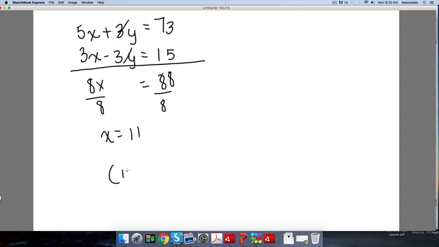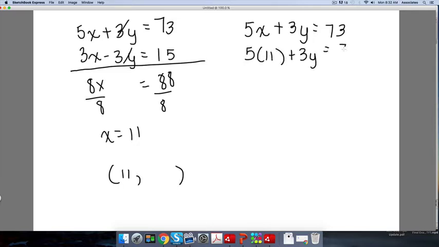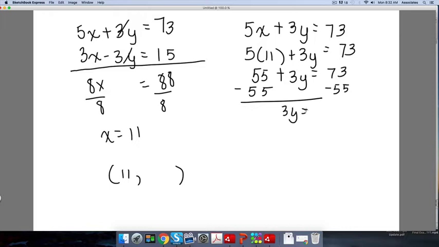So in my answer, x is 11. Now I've got to find y. I can substitute it into either equation. I think I'll just pick the first one, 5x plus 3y equals 73. So I'm going to pick 11 as my value for x, and I'm going to solve this. I get 55 plus 3y equals 73. Move the 55 to the other side. I get 3y equals 18. Divide by 3, so I get y equals 6.